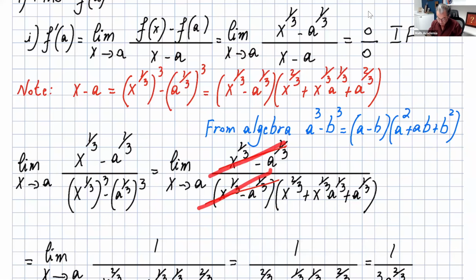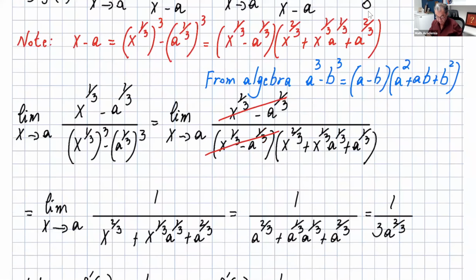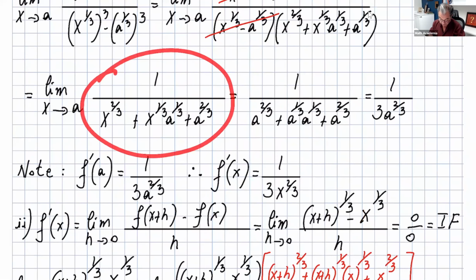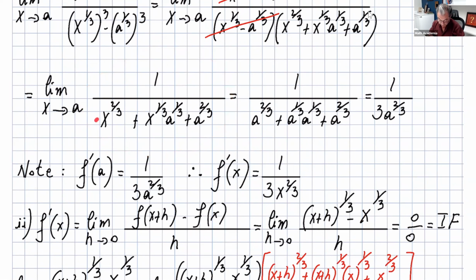And these two are going to cancel. So what's left is 1 over that expression. And if we substitute all the x's by a and simplify, just notice that a to the power of 1/3 times a to the power of 1/3 is a to the power of 2/3. So these are all the same. If we add them, we get 1 over 3 a to the power of 2/3.